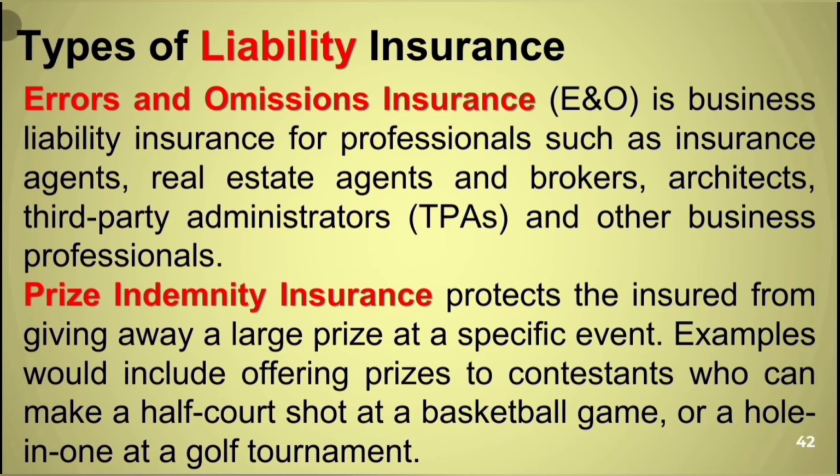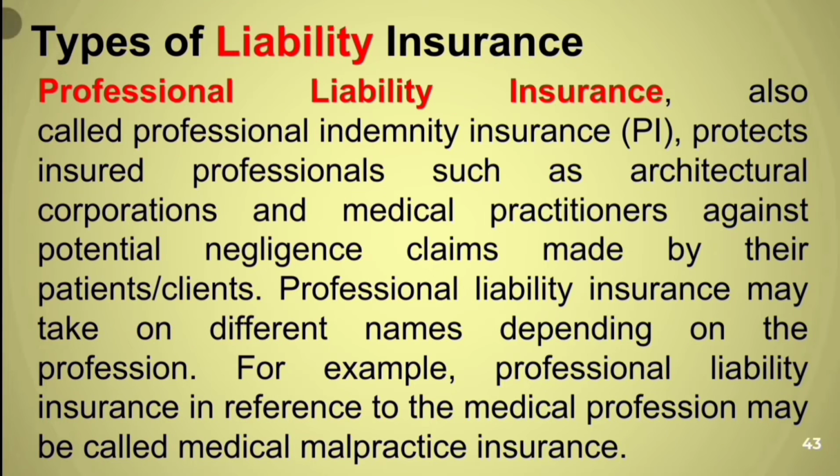Types of liability insurance. Errors and omissions insurance, or E&O, is business liability insurance for professionals such as insurance agents, real estate agents and brokers, architects, third-party administrators or TPAs, and other business professionals. Prize indemnity insurance protects the insured from giving away a large prize at a specific event. Examples would include offering prizes to contestants who can make a half-court shot at a basketball game or a hole-in-one at a golf tournament.